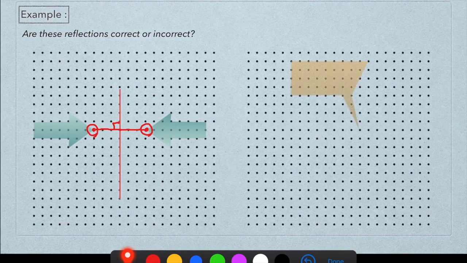This is our shape. This is our mirror line. And this is the reflection. Is it true? Okay, let's try. 1, 1. Okay, seems like it's working. It's starting from here. 1, 2, 3, 4, 5, 6, 7, 8, 9. 1, 2, 3, 4, 5, 6, 7, 8, 9.